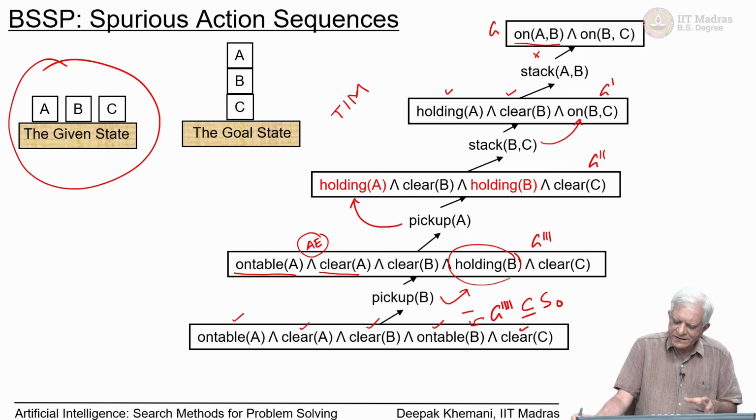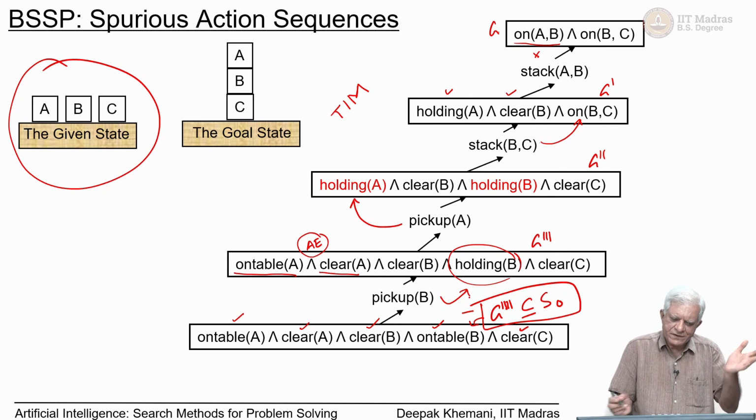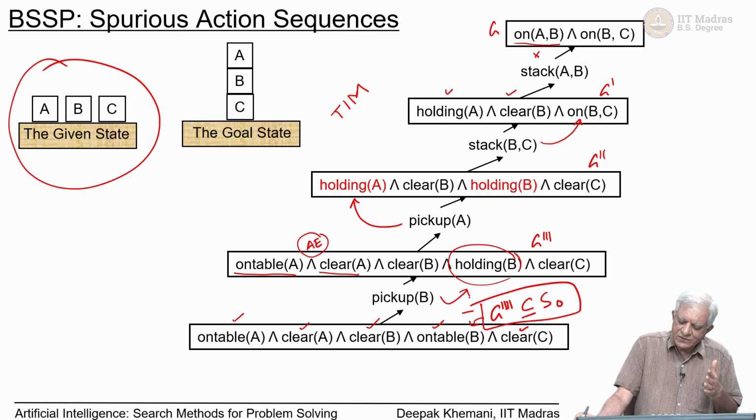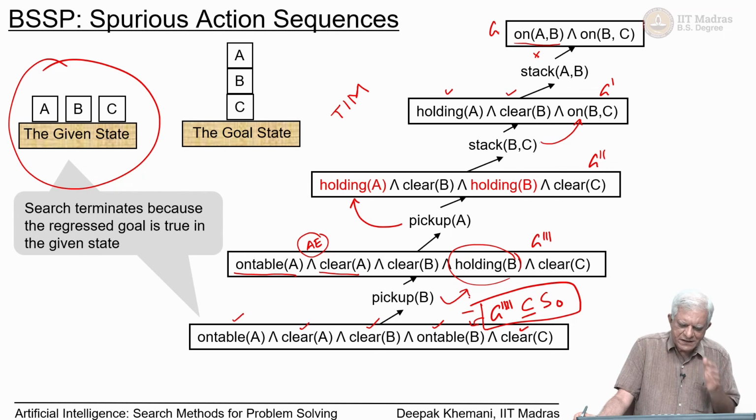So, it goes ahead and says I have finished finding a plan. And why has it finished finding the plan? Because this condition is true, that the subgoal is a subset of the start state. So, I have reached the start state. So, now what do we do? For our planner to be correct, we do a check. Remember that we have a check for a valid plan. What is the check? So, what is the plan to start with? Search terminates because the regress goal is true in the given state essentially, which is those 5 predicates.